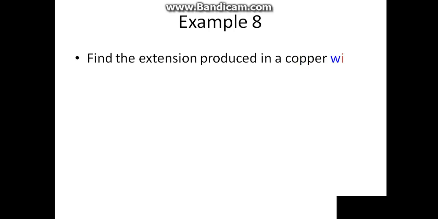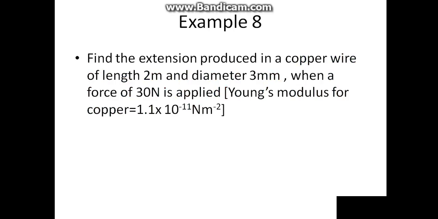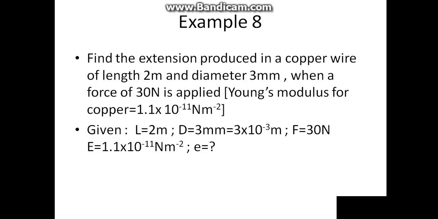Example 8. Find the extension produced in a copper wire of length 2 meters and diameter 3 millimeters when a force of 30 Newton is applied. Young's modulus for copper is equal to 1.1 times 10 raised to the power 11 Newton per meter squared. Given L equals 2 m, D equals 3 millimeters, which is 3 times 10 raised to the power minus 3 meters, F equals 30 Newton, E equals 1.1 times 10 raised to the power 11 Newton per meter squared.